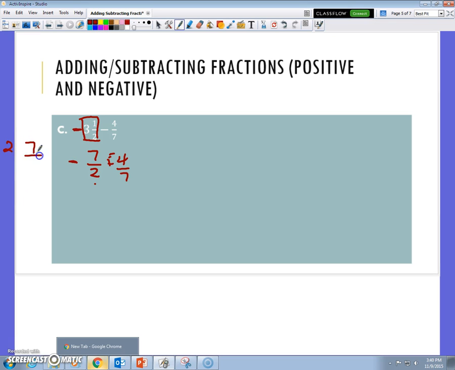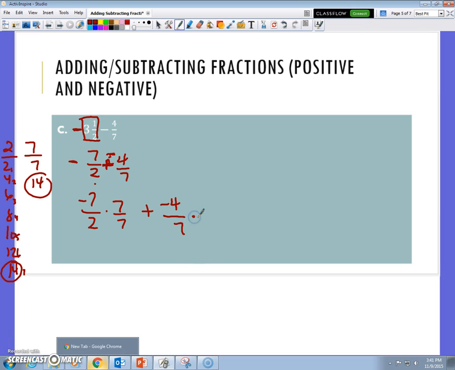So I'm going to go ahead and make my little chart again. 2, 4, 6, 8, 10, 12, 14, and 7, 7, 14. Oh, right there. There's the first one. 14, a 2, it was 1, 2, 3, 4, 5, 6, 7th one down. So I'm going to take my -7/2 and multiply it by 7/7. I'm going to add, because we did a change, which is, remember, we've been changing for a while now. I'm going to add -4/7 times, in this case, 1, 2, I'm going to multiply it by 2/2.